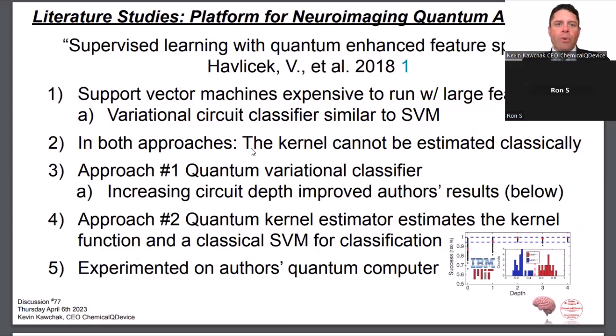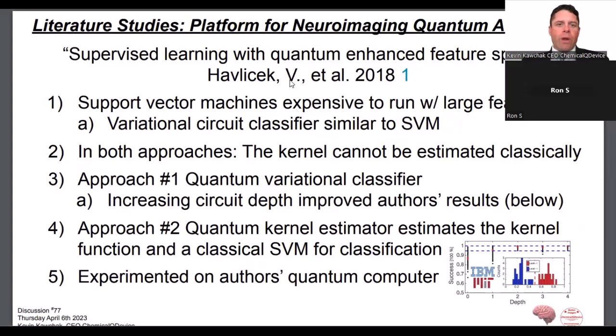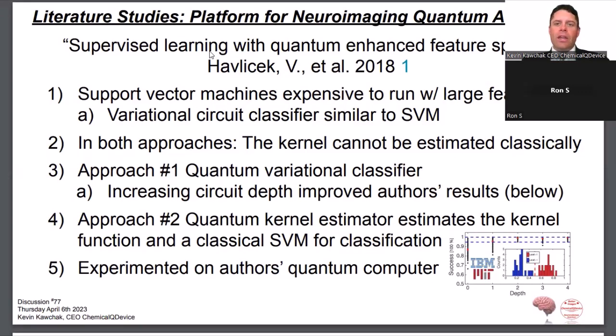So this Havlicek paper is basically based on the specific circuit that I ran, a modified version of that. And as you see, support vector machines, they're expensive to run with large feature sets. Variational circuit classifier is similar to SVM. And in both of these two approaches below, the kernel cannot be estimated classically.